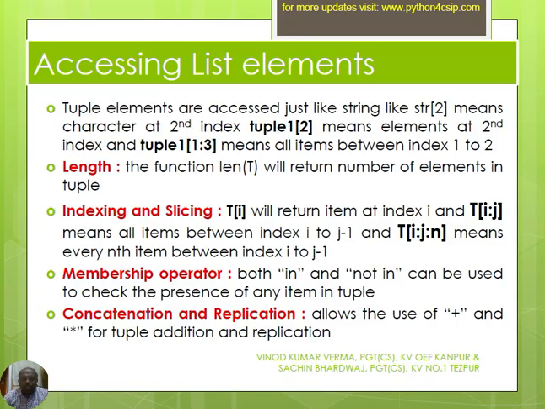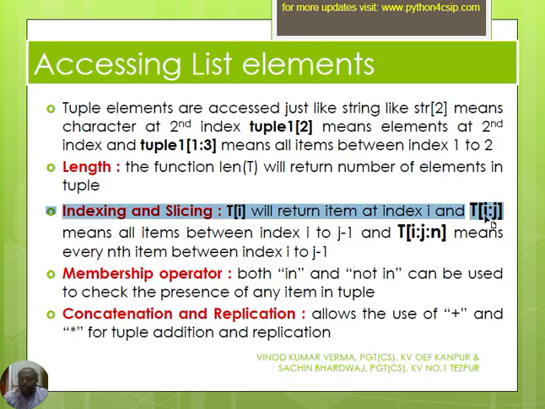So now we are going to discuss indexing and slicing. How does indexing work? What is the use of indexing? With indexing, we get any one value from the tuple using the index value, that is, the index value in between the square bracket. T of i will return the item at the index i.